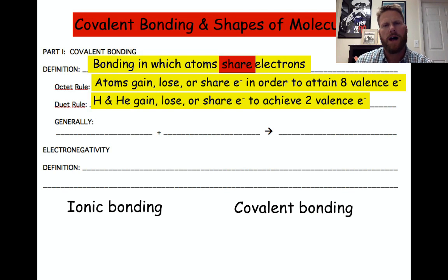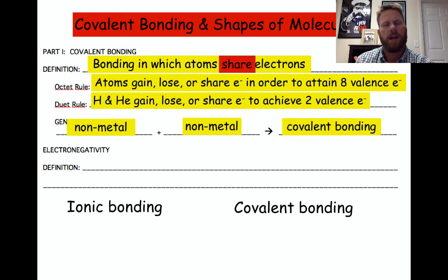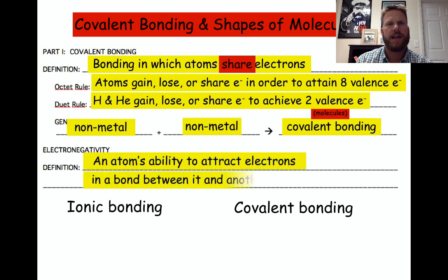So covalent bonds generally form between two nonmetals. So when two nonmetals bond, they form a covalent bond, and we call these substances molecules. So once again, we can use electronegativities from our periodic table to determine whether a bond is ionic or covalent. Remember that electronegativity is an atom's ability to attract electrons in a bond.